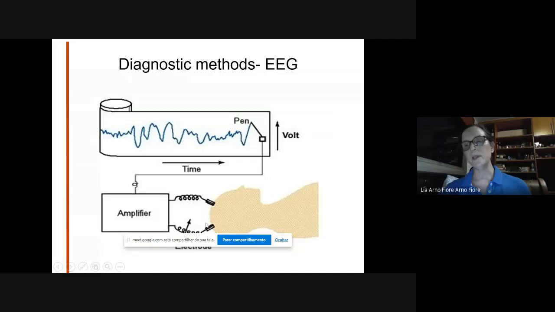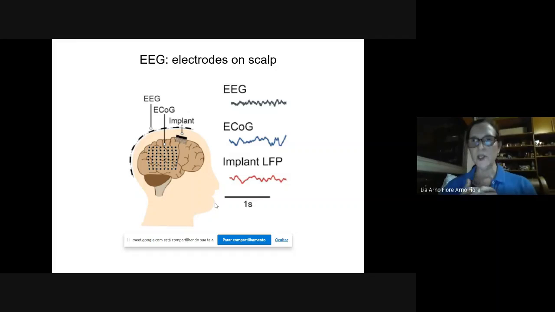So remember that when you say EEG, it's very important to remember that the electrodes are on the scalp, okay? On the, we call it couro cabeludo. So they are superficial electrodes. If you need a deeper electrode or one over the cortex, then you have an implant or an electrocorticogram. So by definition, the EEG is with electrodes on the patient's scalp.